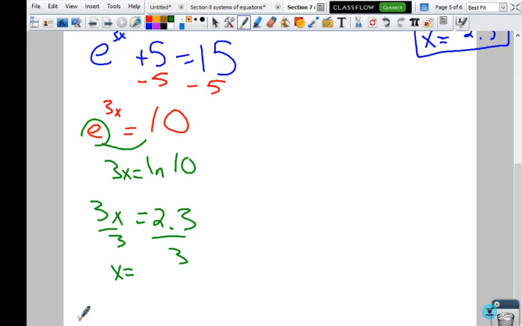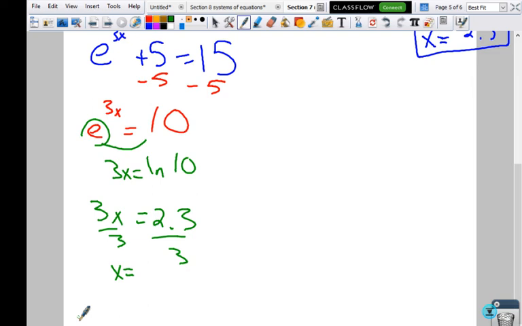I messed it up because I got 3.70 divided by 3. Did you do the natural log of 15 or natural log of 10? I did natural log of 15. You forgot to subtract the 5 at the very beginning. I have to do that first? Yeah. Alright, Devin, what did you get for your final answer?